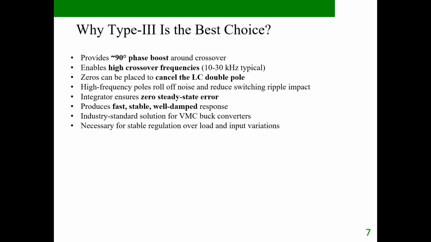This concludes our introduction to stability metrics and the motivation behind Type 3 compensation. We now understand how crossover, phase margin, and gain margin define stability, how these metrics shape the transient response, why compensation is required, why PI and Type 2 cannot handle the LC double pole, and why Type 3 is the right choice for fast, stable voltage mode control.